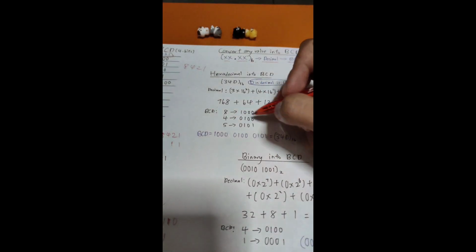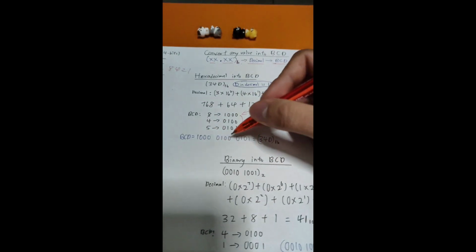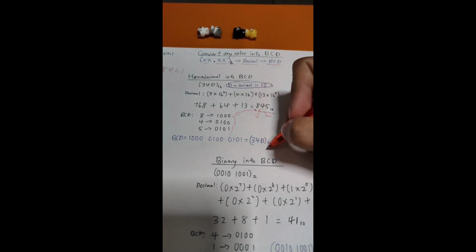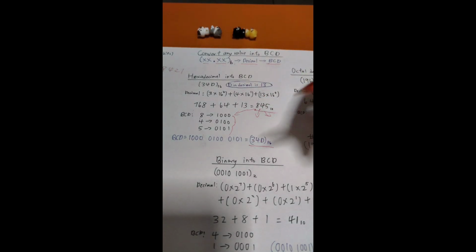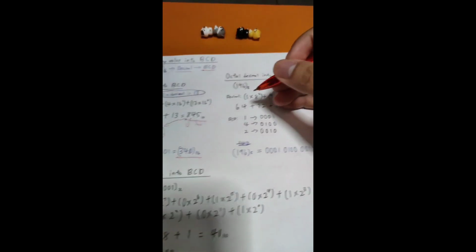So we combine, instead of adding up, we combine these three. So we get 1000, 0100, 0101, and this will become our BCD of the value 34D base 16. And it will be the same for the octal into BCD and the binary into BCD.